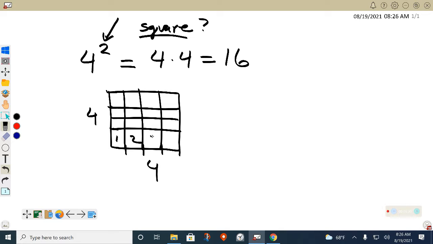You now have 16, right? That's why. Multiplying something by itself is creating a quadrilateral, and the area of that quadrilateral becomes that. The area of the square is 16.